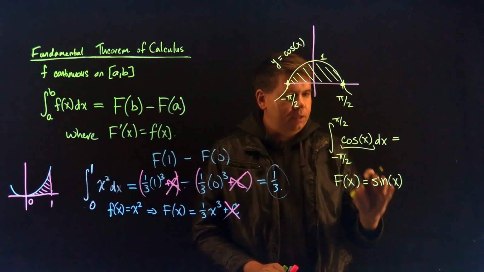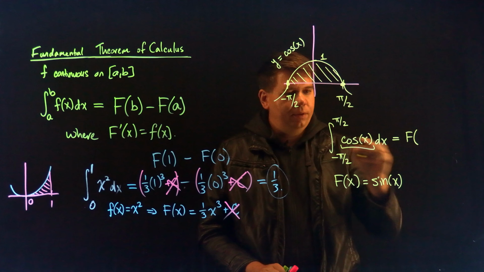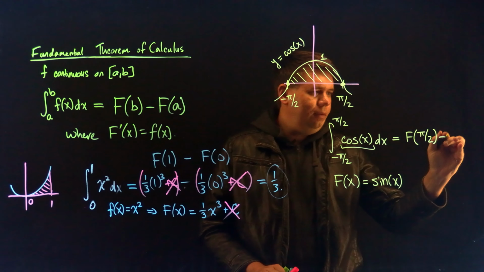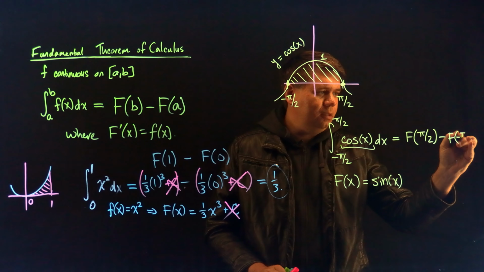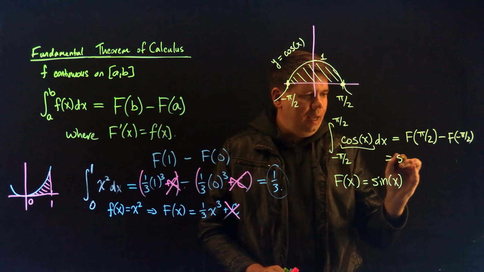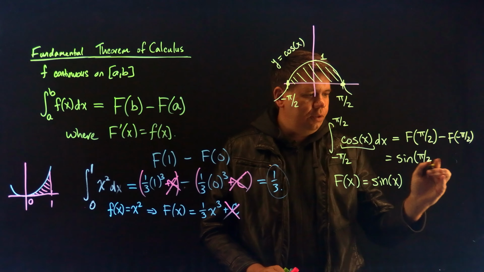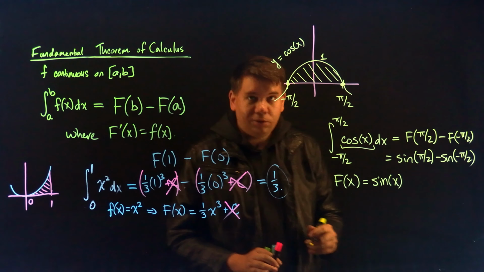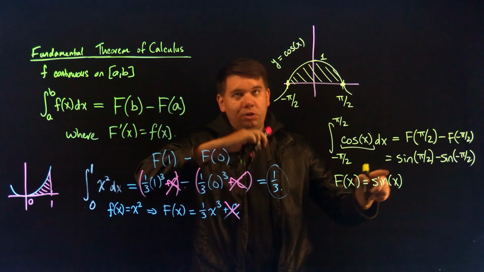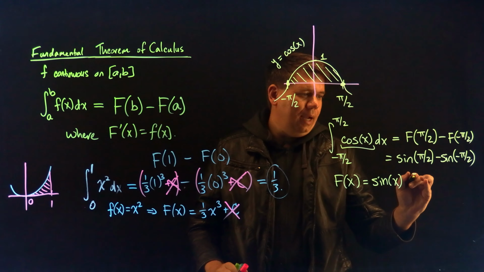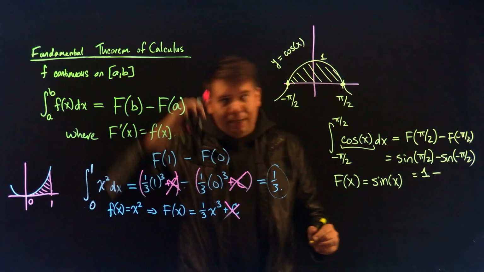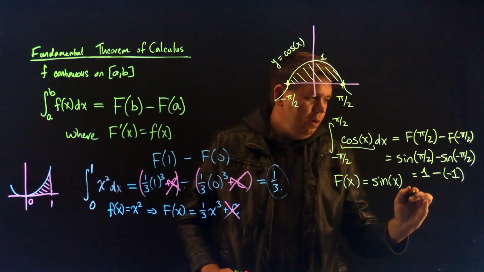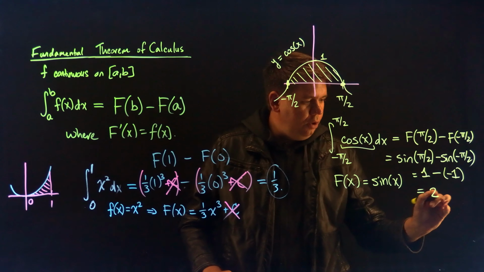And now what you're going to do is take your antiderivative with the upper bound, pi over 2, plugged in, minus the antiderivative of the lower bound of minus pi over 2. And so that's just sine of pi over 2 minus sine of minus pi over 2. Okay, so think about the unit circle. Pi over 2, I'm up at height 1 here, minus, at negative pi over 2, I'm at negative 1. Well, there you have it. 1 minus negative 1, 2.